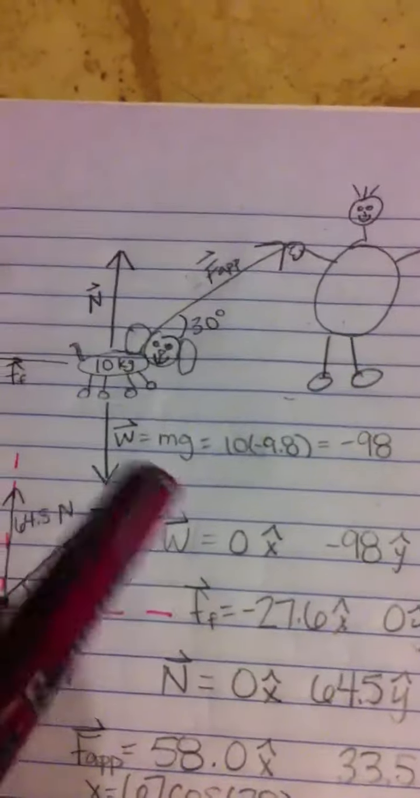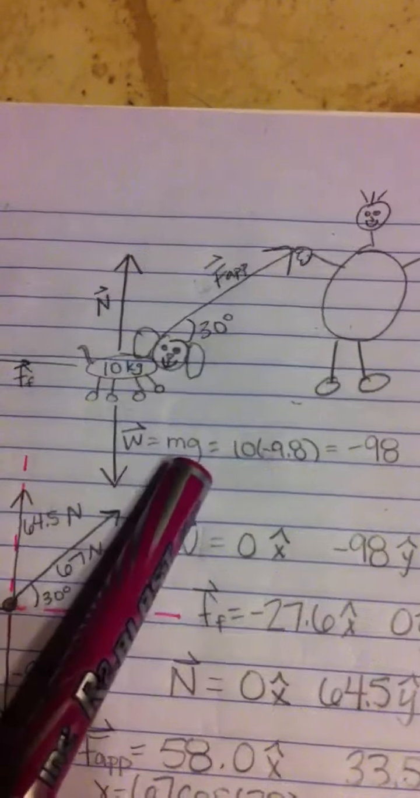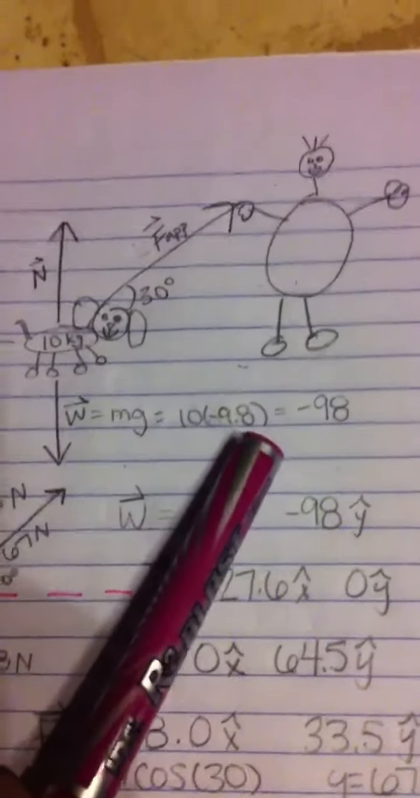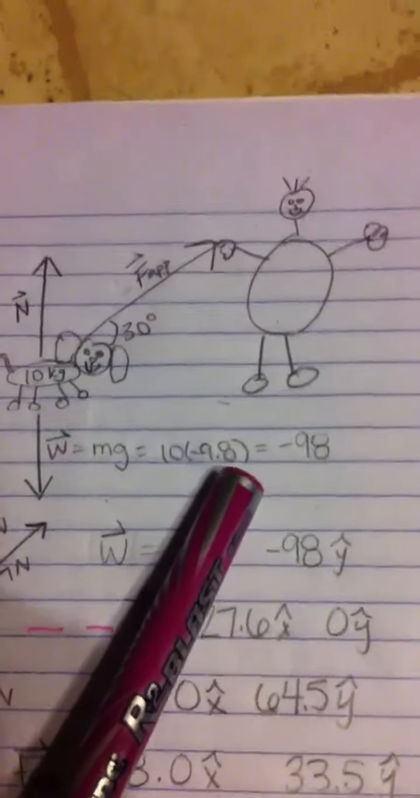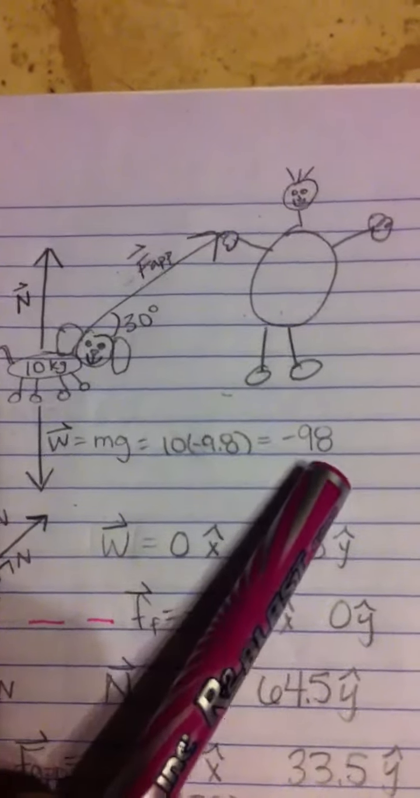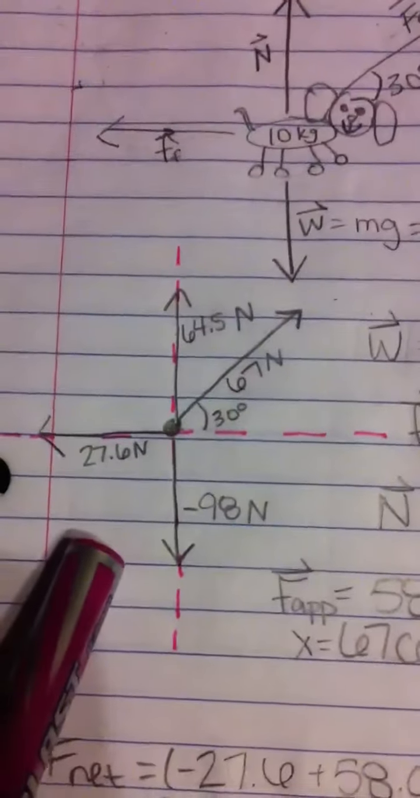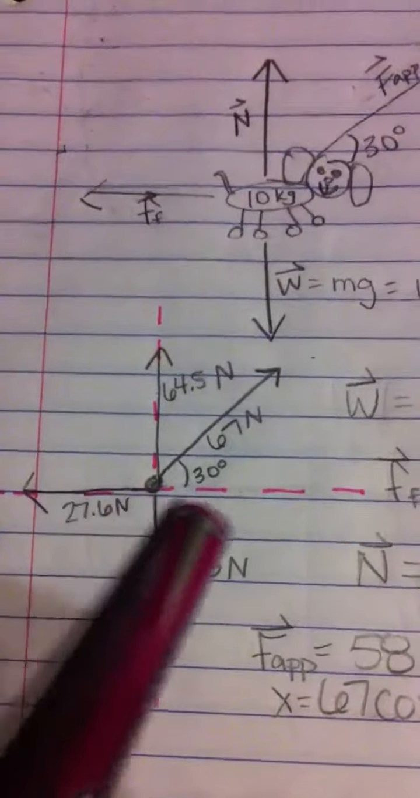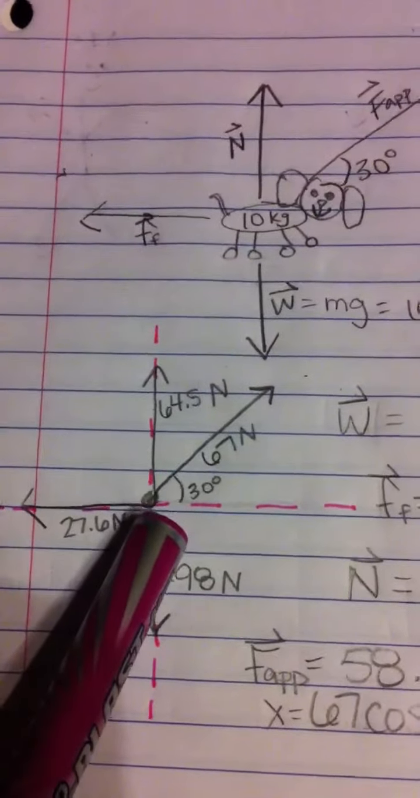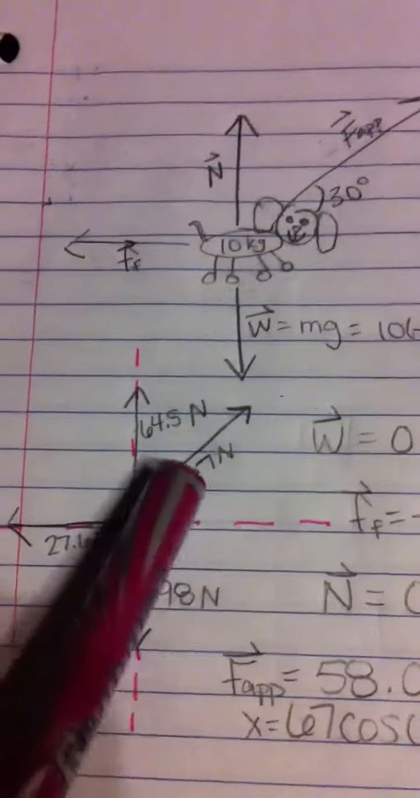So then the weight is the mass times the gravity. So I did Fido's weight times negative 9.8 since it's going down in the negative direction and got negative 98. So then I came down here and drew all the forces on a plane. And then I found the x and y components of each.